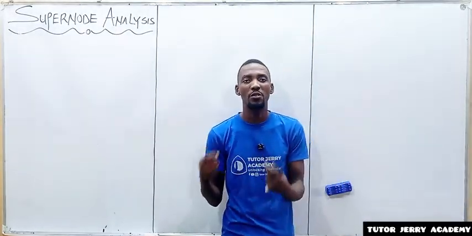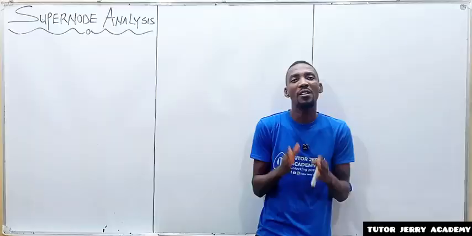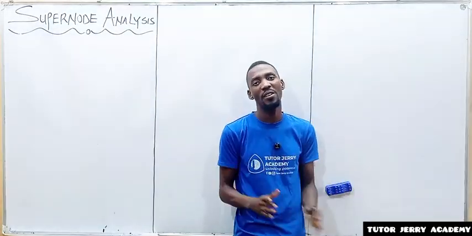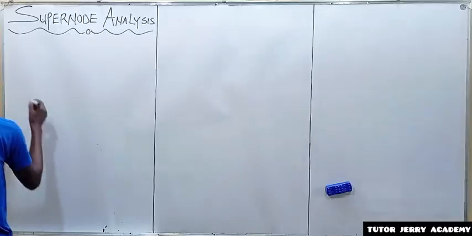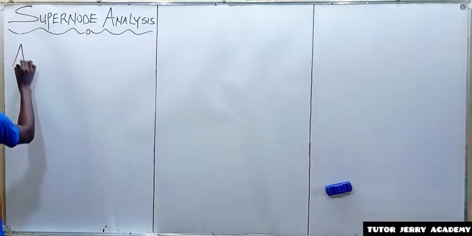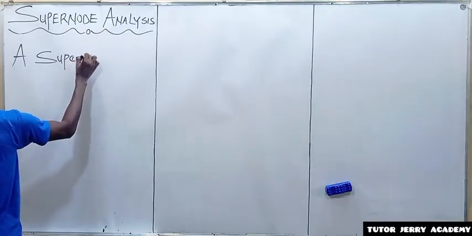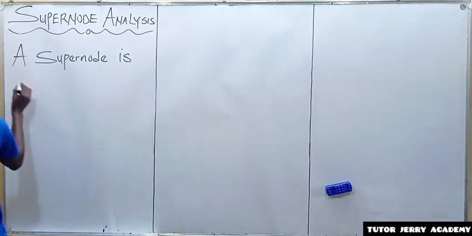A supernode is formed whenever a voltage source is connected between two non-reference nodes, or between a reference node and a non-reference node. Let's write that down. A supernode is formed.